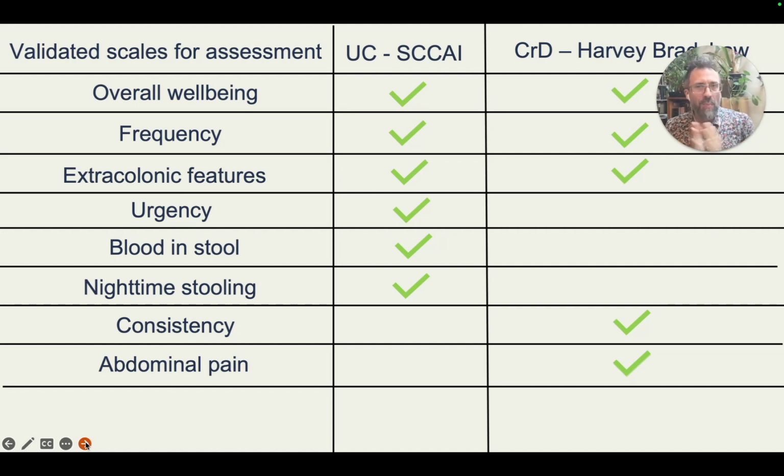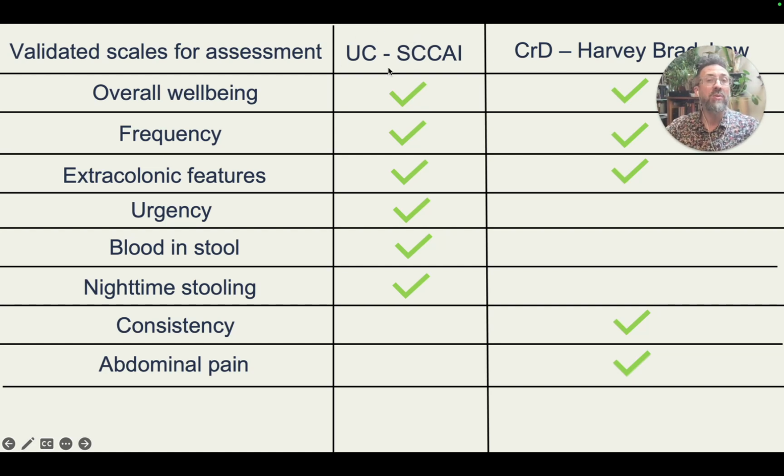I also want to take a moment and talk about validated scales. I mentioned earlier that one of the reasons that IBD is so quantifiable is that we have these validated scales. For 70 years or more, people have been asking these same sets of questions. And there are a bunch of different scales. I mentioned them at the end of this slide.